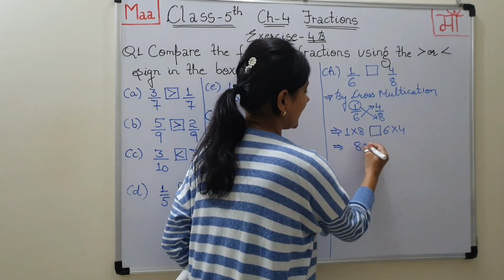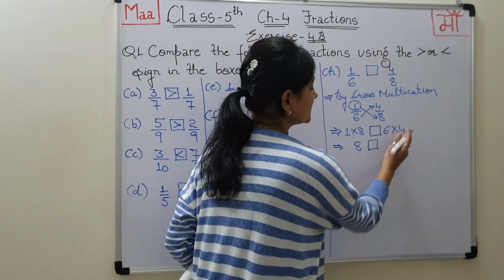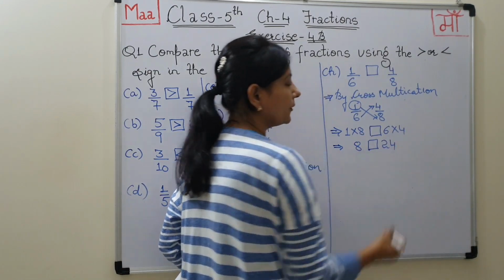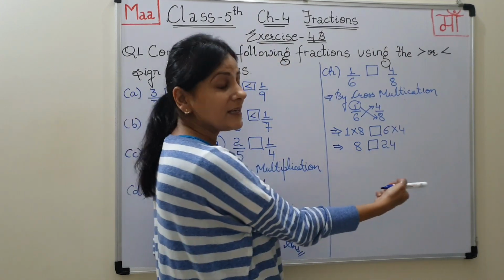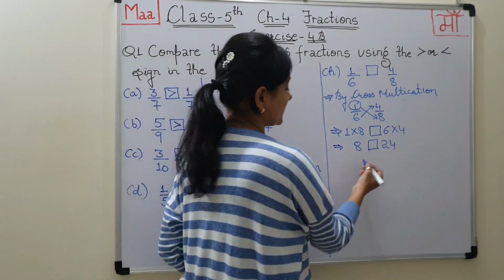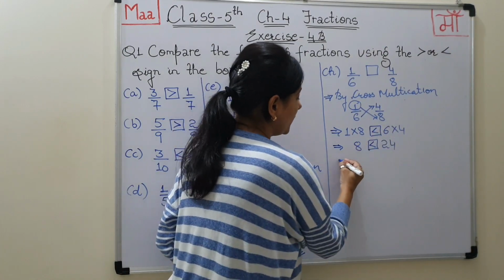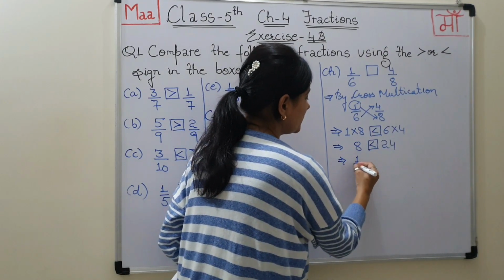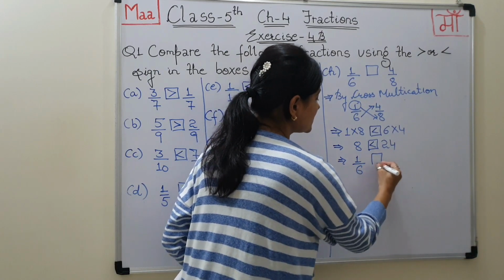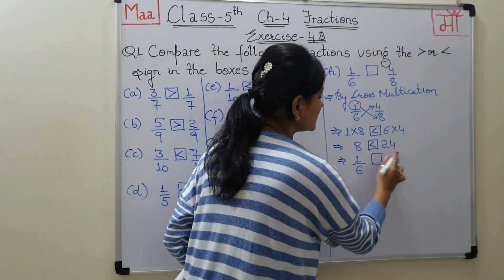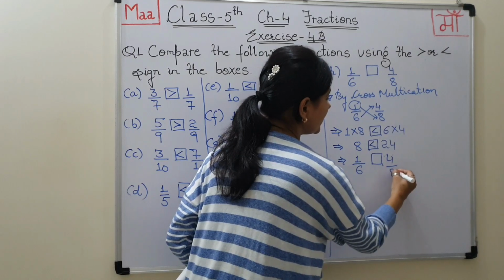So 8 ones are 8 and that side 6 fours are 24. Okay? Now you can easily find out which one is greater. Yes, of course 24 is greater than 8. Now again you will write the fractional value which is given in the question, 1 upon 6, and this side it will be 4 upon 8.